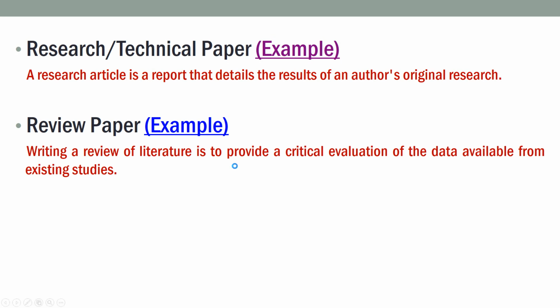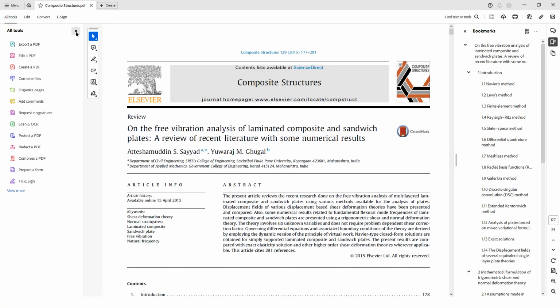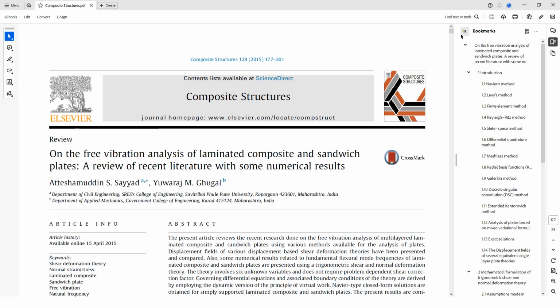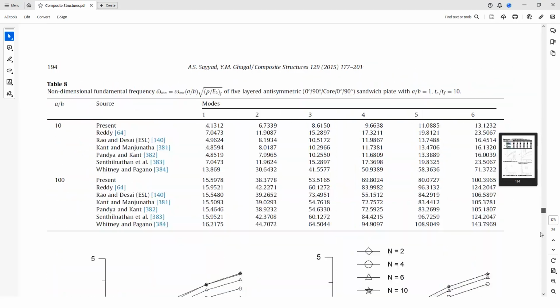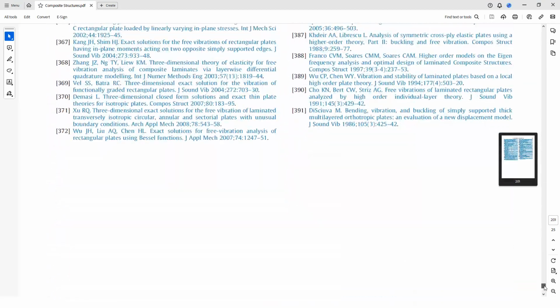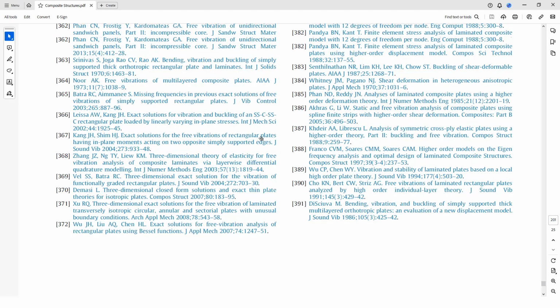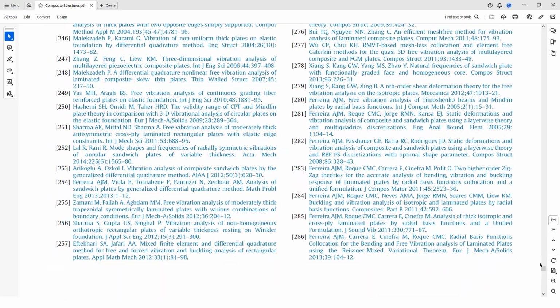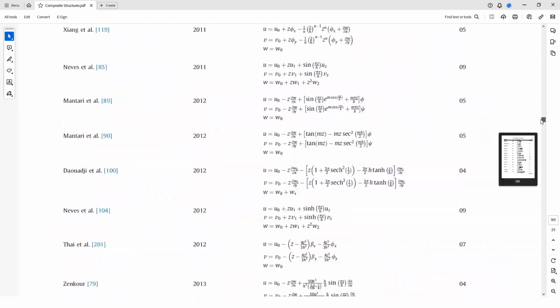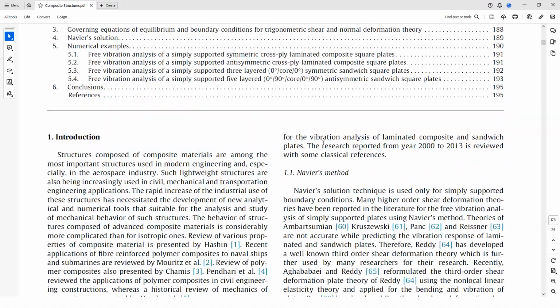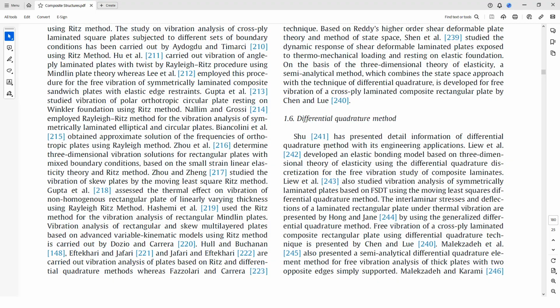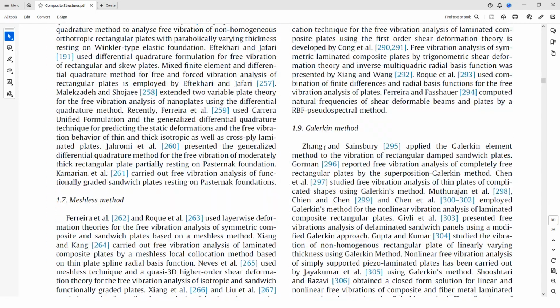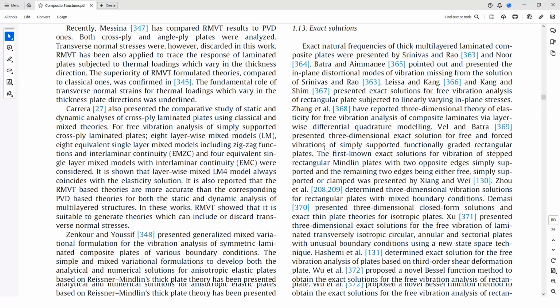So as an example, if you see, this is one review article which I have published on vibration analysis of laminated composite plates, where I reviewed more than 350 research articles. If you look at the reference list, I have cited 391 references. It means I have gone through 391 papers, and based on those papers I have discussed the various problems of laminated composites, what the different theories available for the analysis of laminated composites are, and what different problems we can solve on laminated composites.